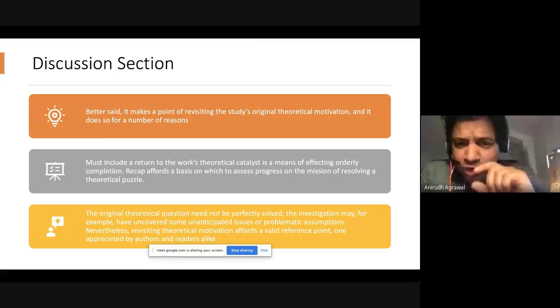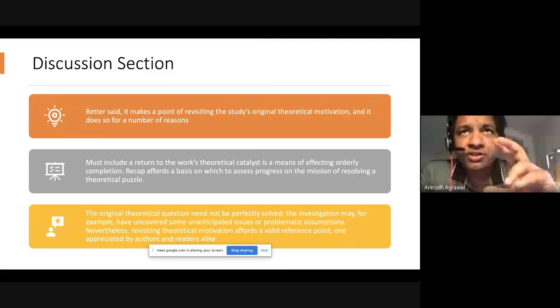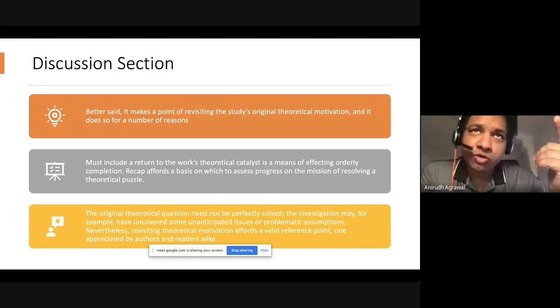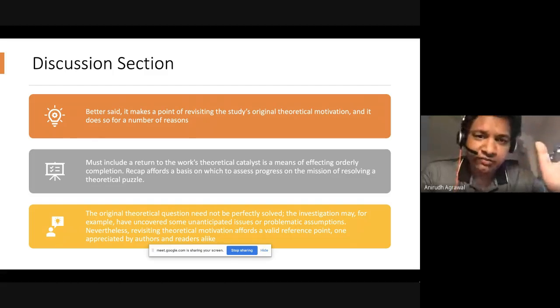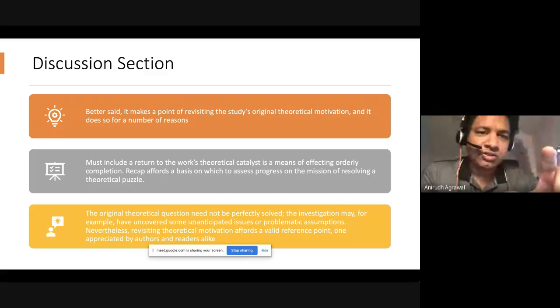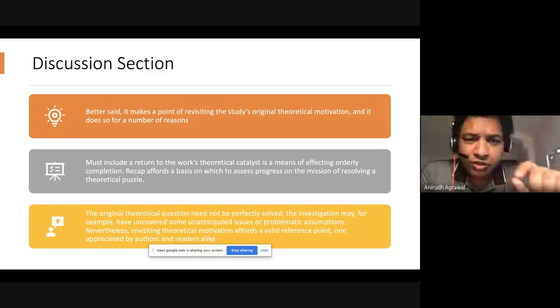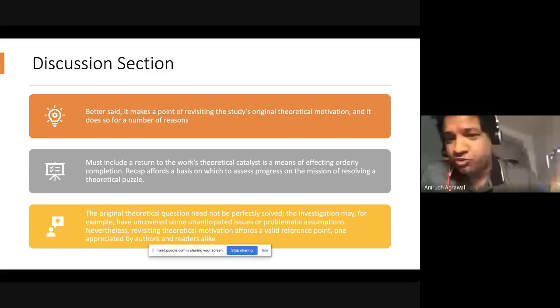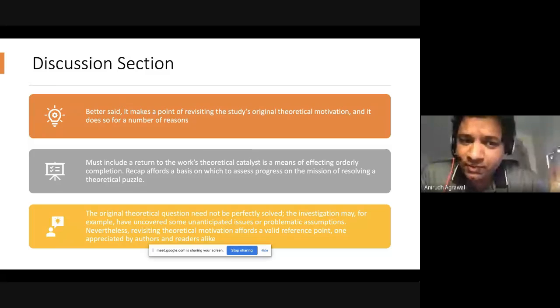Anyway, must include a return to the work's theoretical catalyst as a means of effecting orderly completion. So in your discussion section, you have to go to the main theoretical motivation. You have to talk to the literature review and the introduction, because that's where you write the theoretical side of your research. The original theoretical question need not be perfectly solved. The investigation may, for example, have uncovered some unanticipated issues or problematic assumptions. Nevertheless, revisiting theoretical motivation affords a valid reference point, one appreciated by authors and readers alike.